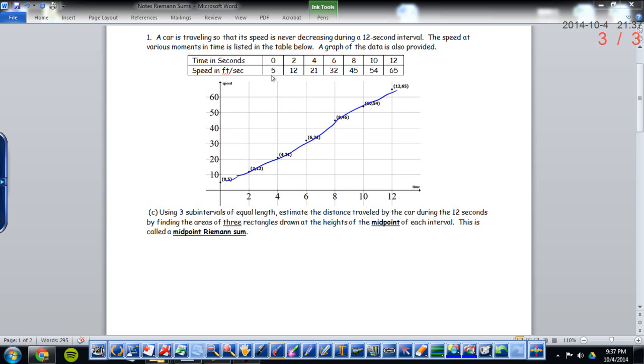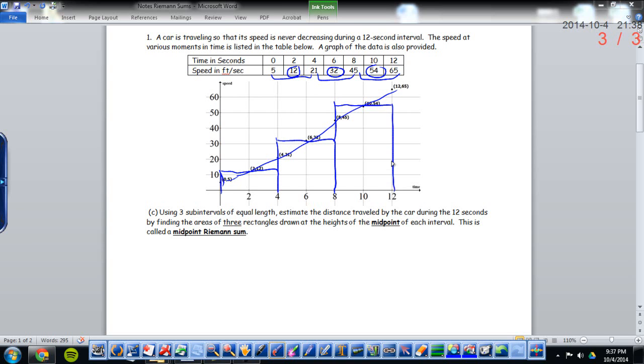All right, so remember our intervals are still 4 seconds long. On the first interval from 0 to 4, the midpoint of that interval is at time 2. So I'm going to draw the height of my rectangle at the y value of time 2. And then between 4 and 8, the midpoint of that interval is 6. So on my second interval, I'm going to draw my height at the data point when time is 6. And then between 8 and 12, the midpoint is 10. And the speed at time 10 is 54 feet per second. So I'm going to draw the rectangle height of 54.